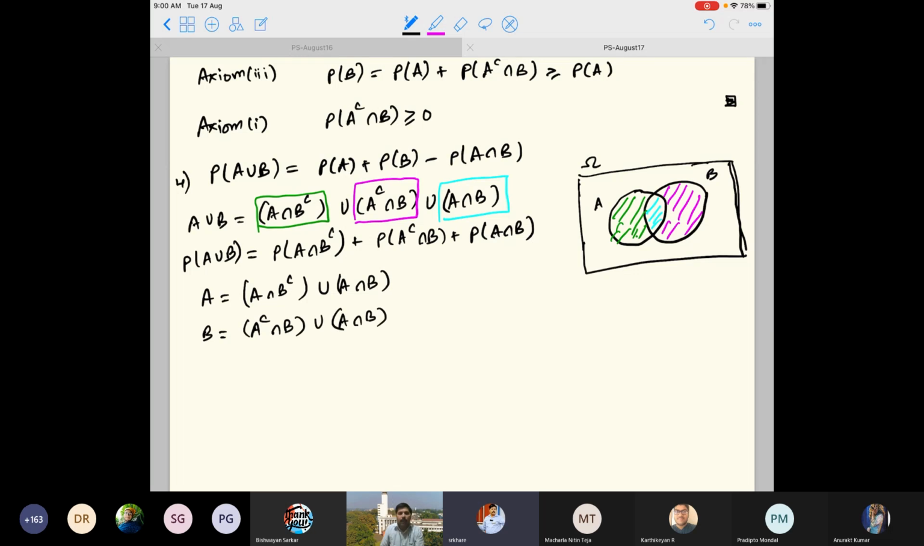And again I will use the third law of probability, third axiom. So this will tell me that probability of A is probability of A intersection B complement plus probability of A intersection B. And this will tell me that probability of B is probability of A complement intersection B plus probability of A intersection B.